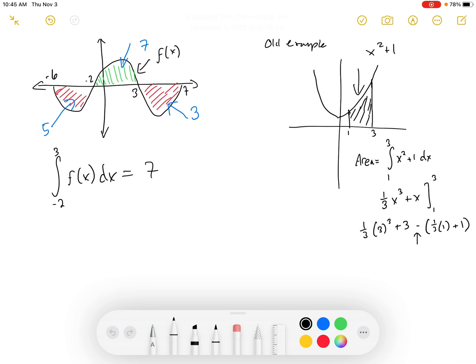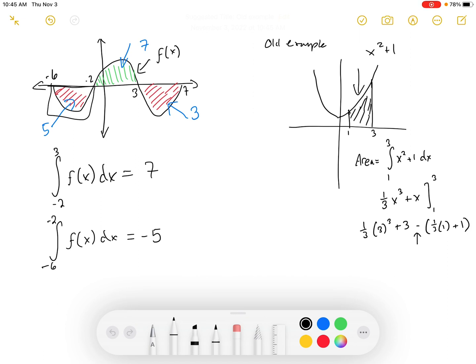So let's talk about the next thing. What if I had the integral from -6 to -2 of f of x dx? Well, this is all below the x-axis. We're talking about this region in here. It's below the x-axis, and so that area actually counts as negative. So instead of saying this area is 5, because we're concerned about net signed area, we care about whether they're below or above the x-axis. This is actually just -5.